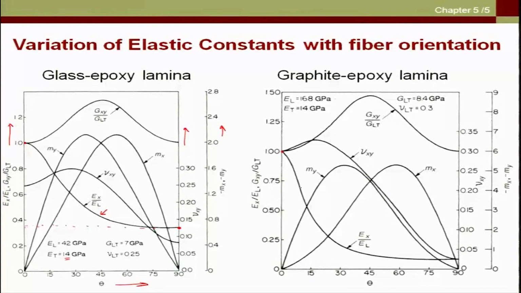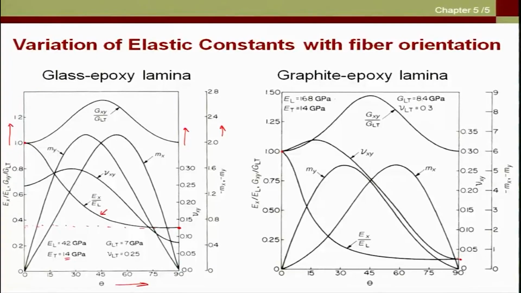So, it shows the same trend. This is one important parameter. For glass epoxy and graphite epoxy, because these values of EL, ET, GLT and nu LT are like this, Ex divided by EL monotonically keeps on decreasing and achieves a minimum when theta equals 90 degrees.